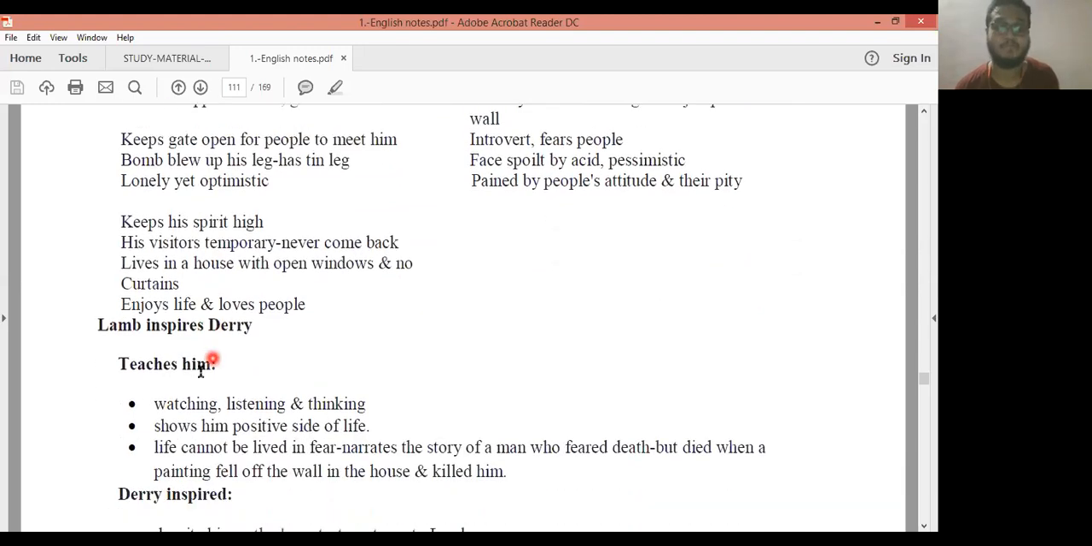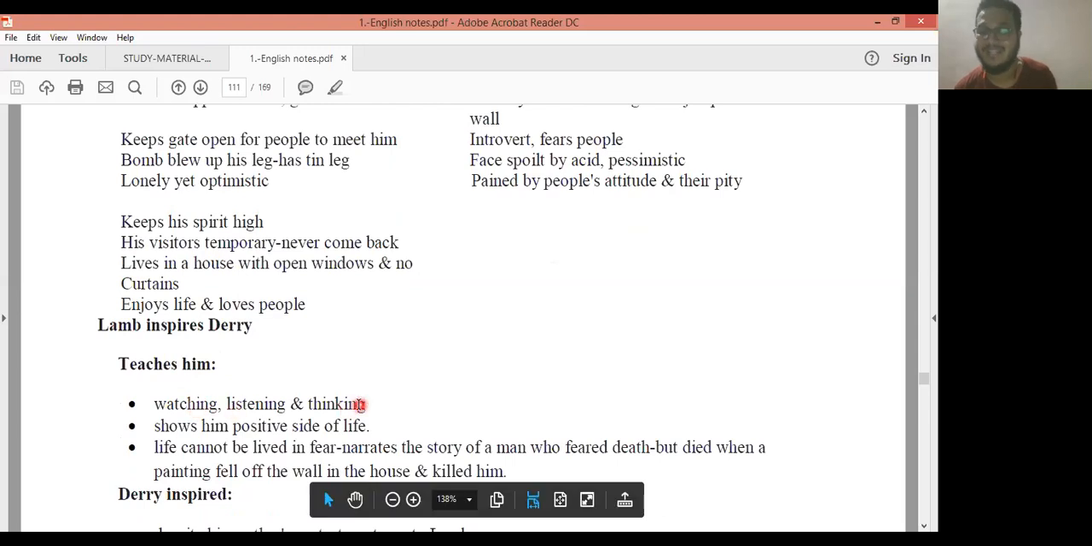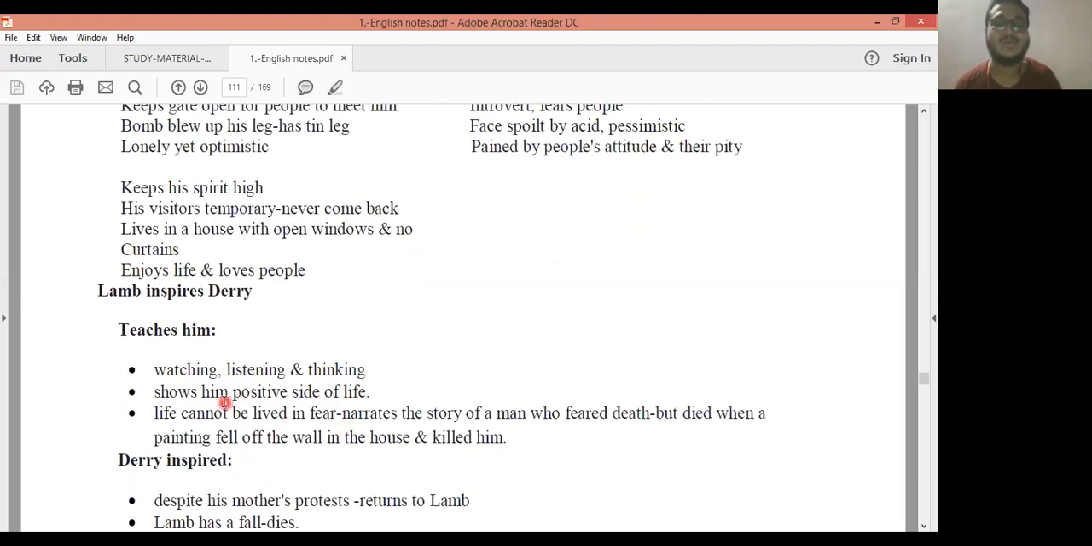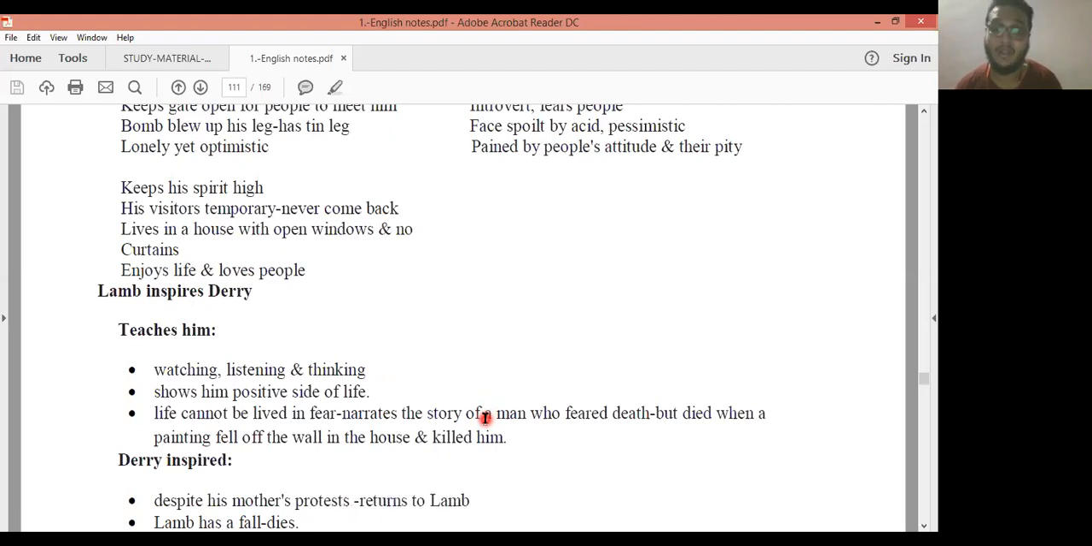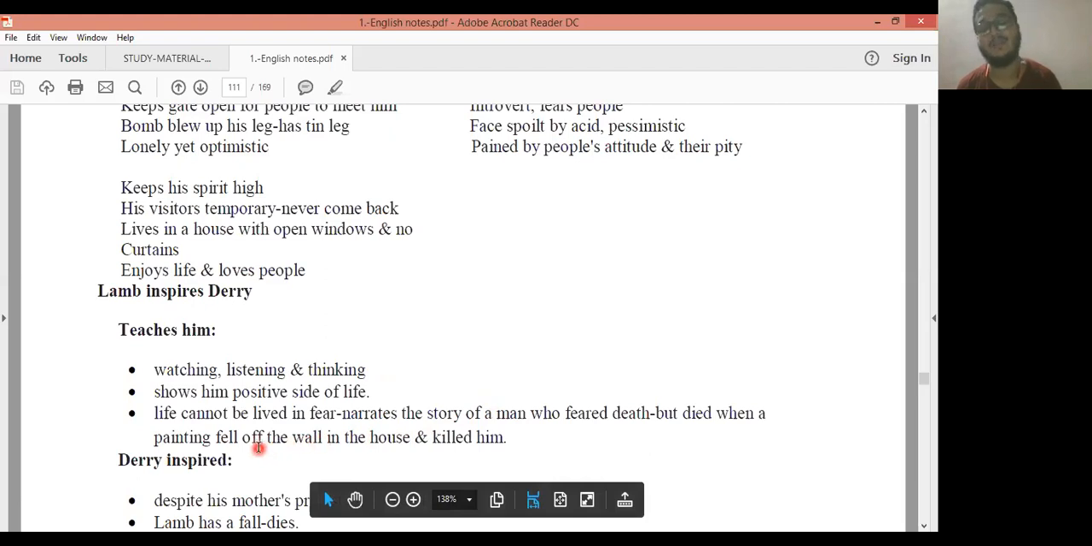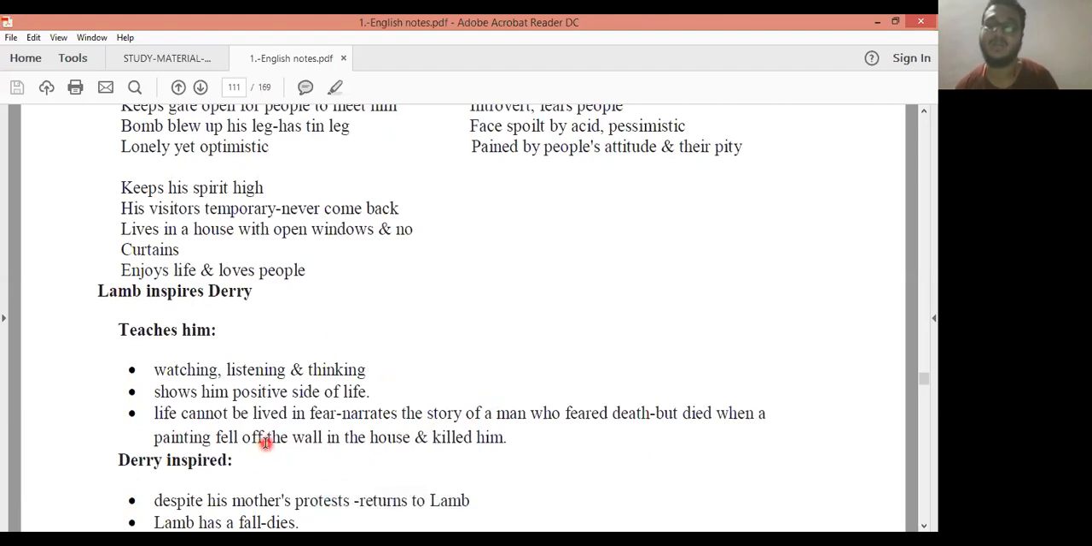Lamb inspired Derry. What does he teach him? Watching, listening, and thinking. He shows him the positive side of life. He tried to make him focus on the positive side of life, where we should focus and what we should be thinking about our life. Life cannot be lived in fear. He narrates the story of a man who feared death but died when a painting fell off the wall in the house and killed him. So he gives him a message: death is certain to come to us, and we cannot avoid it. One man died hiding himself from the public, from each and every place, and finally he died by a painting falling on him.